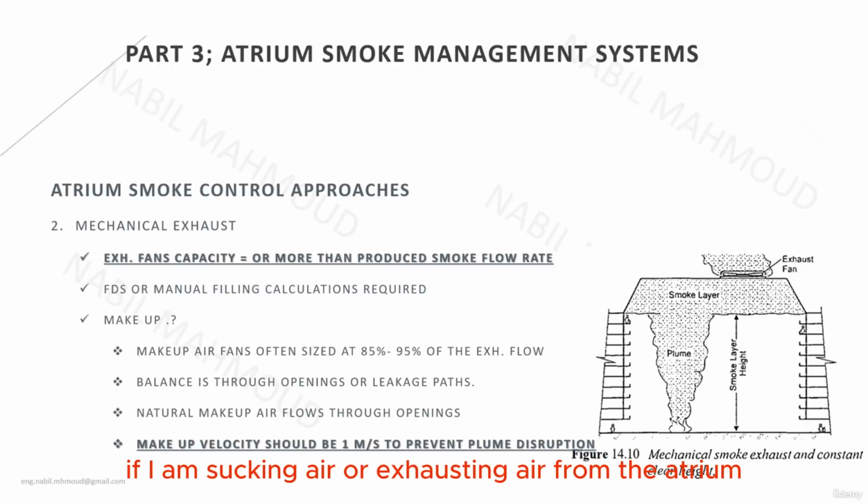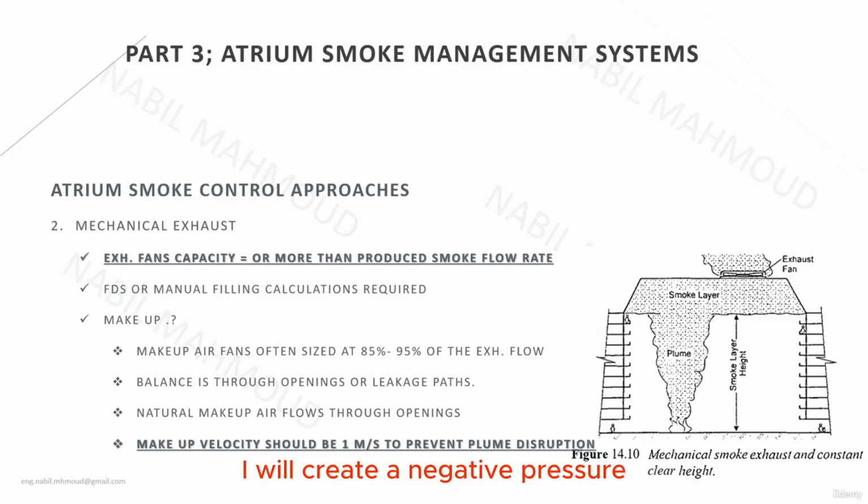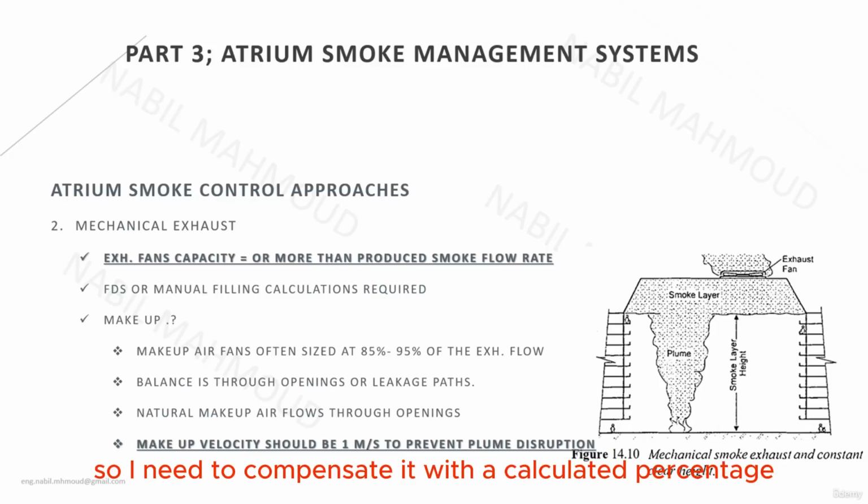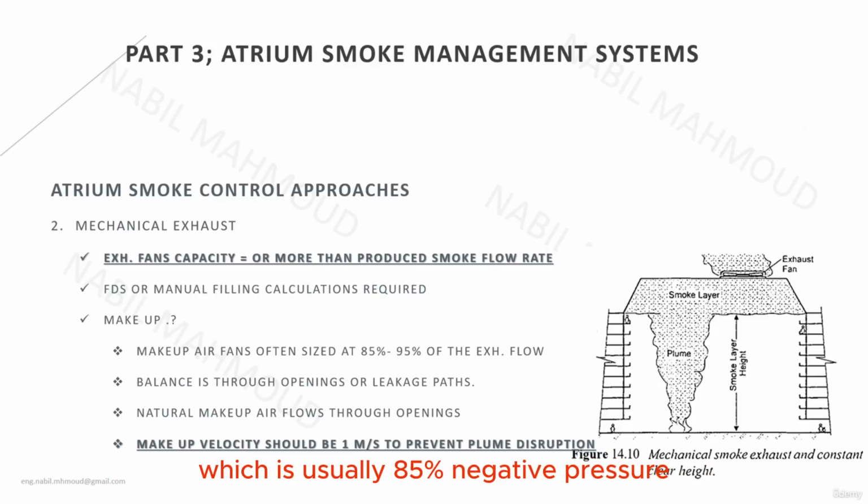Okay, but what about the makeup air of the atrium? Because of course, if I am exhausting air from the atrium, I will create a negative pressure. So I need to compensate it with a calculated percentage, which is usually 85%. So if I am extracting 100 CFM, I need to supply 85 CFM to maintain the negative pressure of 85%. So regarding the makeup air, fans are often sized at 85 up to 95% of the total exhausted flow.